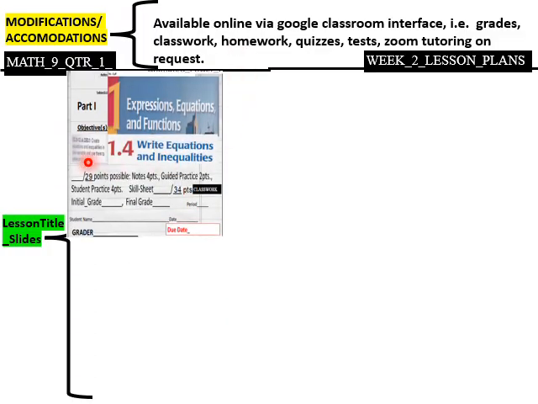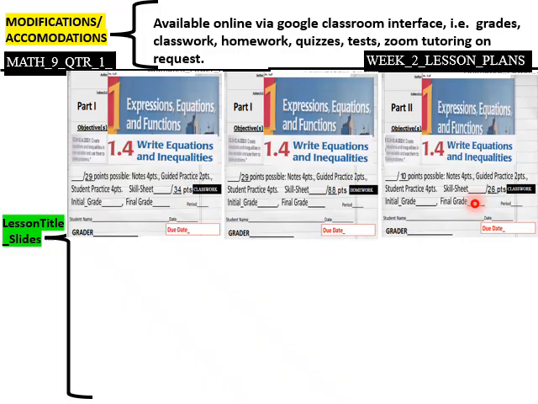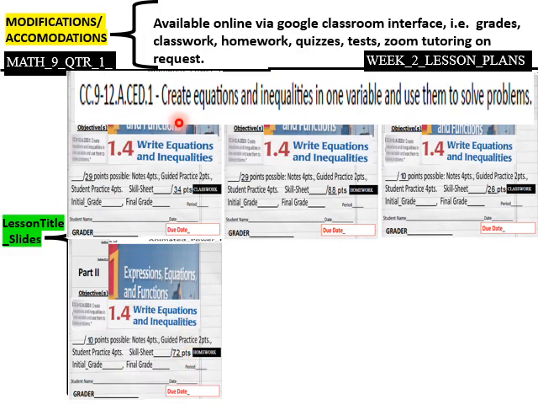And we start out here with 1.4, write equations and inequalities, part 1, classwork, 34 points, classwork, 29 points of note-taking. And then part 1 homework here, 88 points. And then 1.4 part 2 classwork, 26 points of classwork, 10 points of note-taking. And then 1.4 part 2 homework, 72 points.